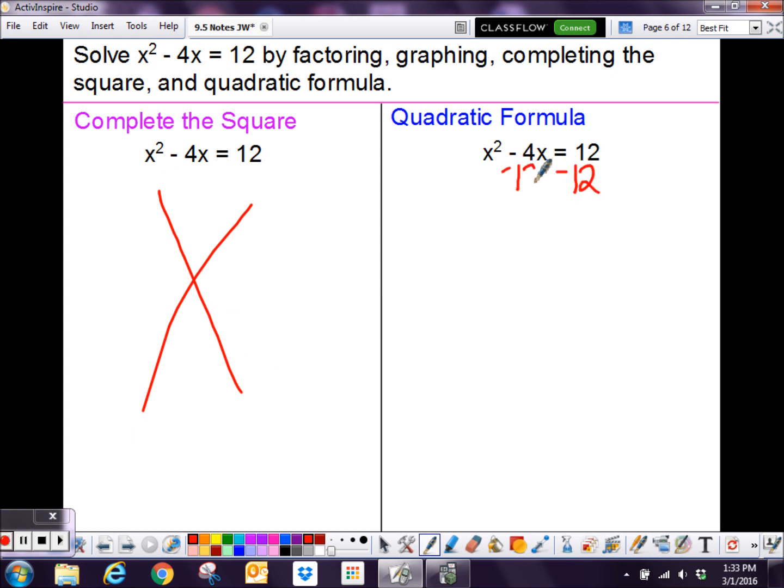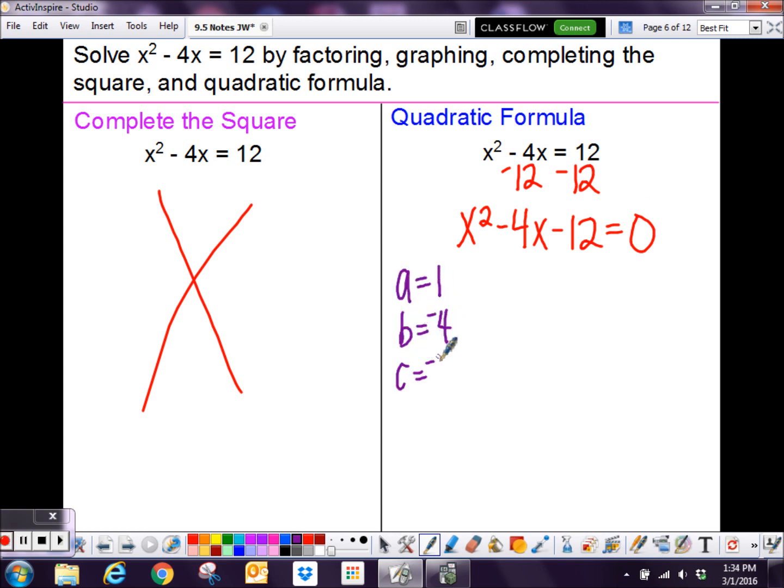So I'm going to subtract 12. I have x squared minus 4x minus 12 equal to 0. Label your A, B, and C. So A is 1, B is negative 4, C is negative 12, and then you would plug it in. Okay, I think we did enough of those earlier. So plug it into the quadratic formula. Okay, but if you did that, you would get x as 6 and -2.